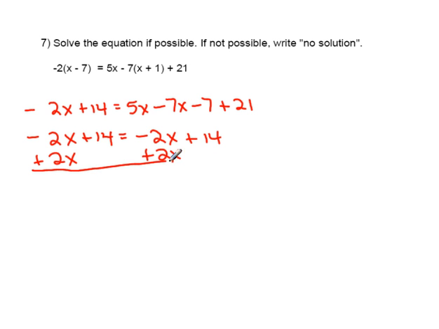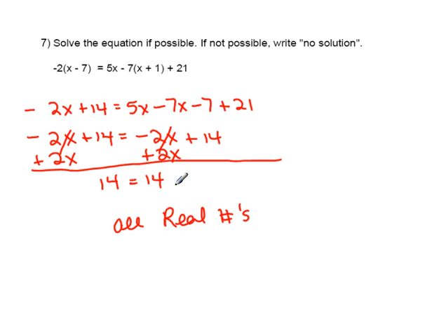And you will notice that the variables cancel out on both sides, so now what you have left is 14 equals 14. Well, this is one of those special equations where you either have no solution or, remember, it could be all real numbers. Based on what's left over here, this is true. It will always be true no matter what the value of x is. So the answer to this is going to be all real numbers.